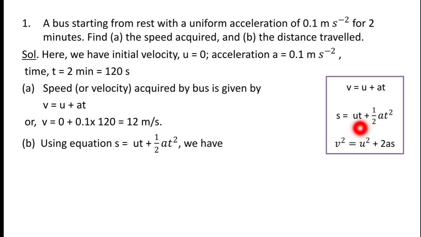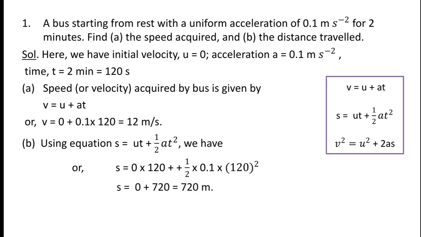Hence, we have the relation s equals ut plus half at square. So it can be written as s equals u, whose value is 0, times t, which is 120 seconds, plus half into, in place of a, 0.1, into t square, meaning 120 square. So after solving this, we have s equals 720 meter.